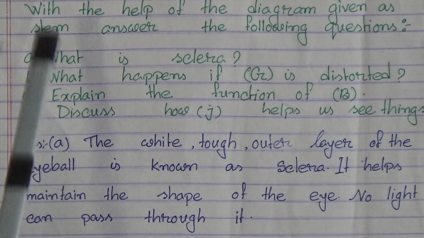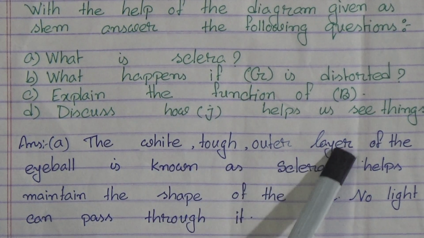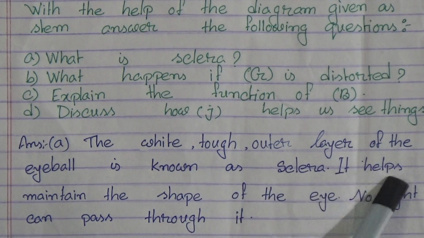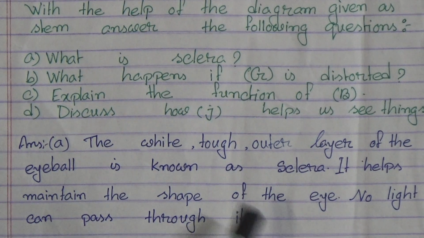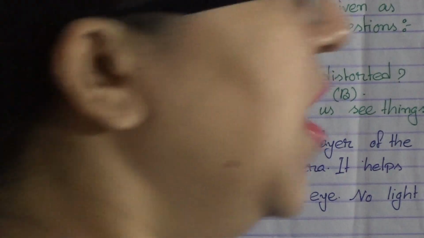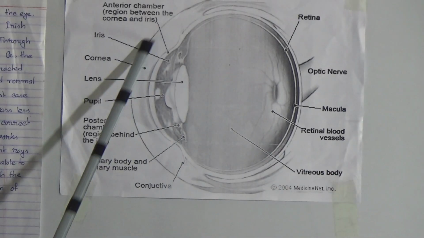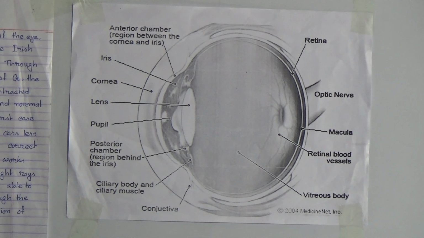Number A, what is sclera? The white, tough outer layer of the eyeball is known as sclera. It helps maintain the shape of the eye. No light can pass through it. Here is the picture of an eye, and this layer is called sclera. It protects the eye from injury.